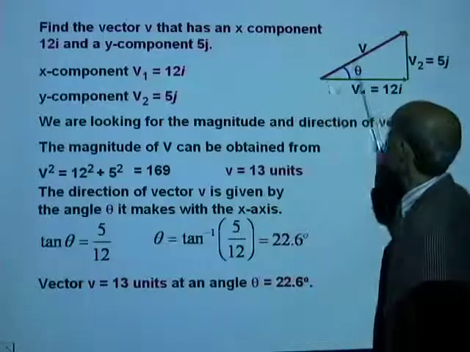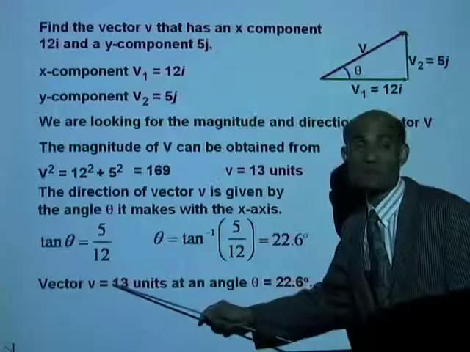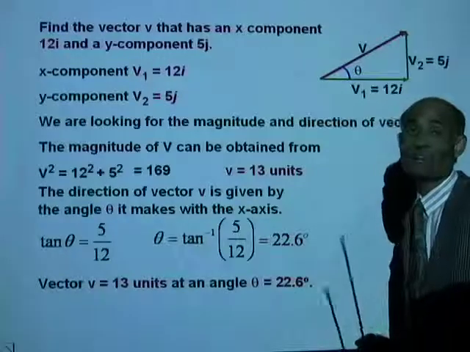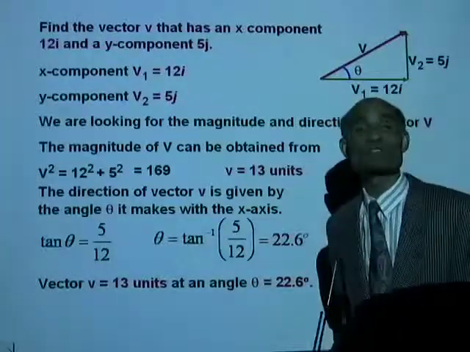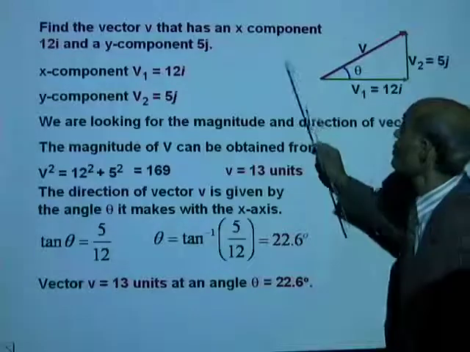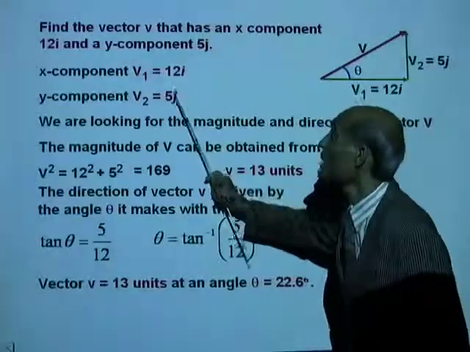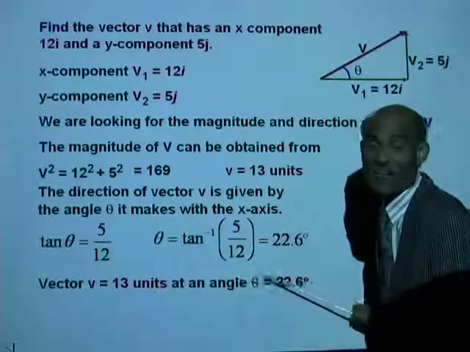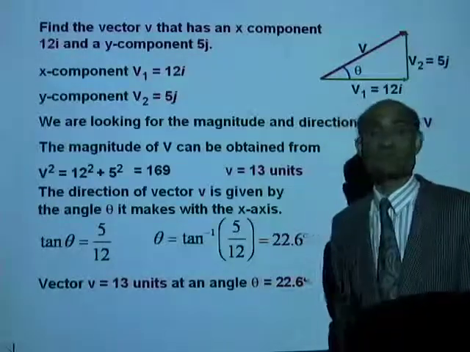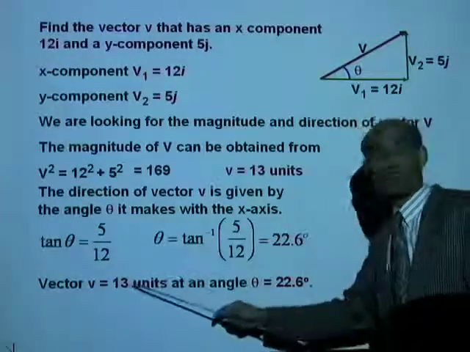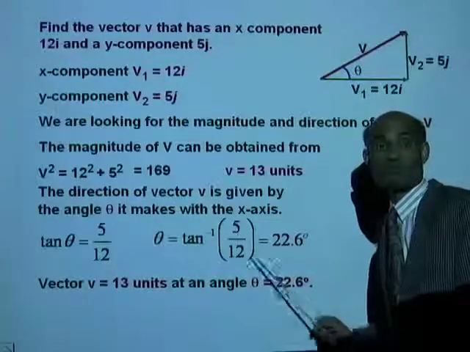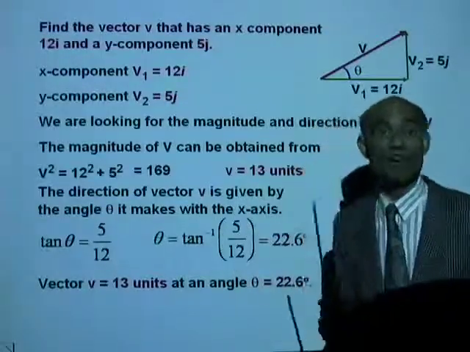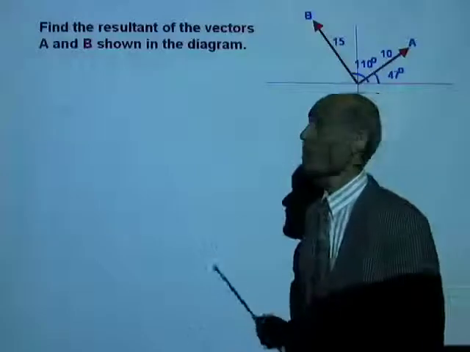So, we have now obtained that vector. That vector has a magnitude 13 units. Its direction is given by the angle theta equal to 22.6 degrees. So, very important concept. If you know the components of a vector, you can find the magnitude and direction of that vector. And conversely, if I give you the magnitude and direction of a vector, you can find the x and y components of that vector. Alright, let's do another one.